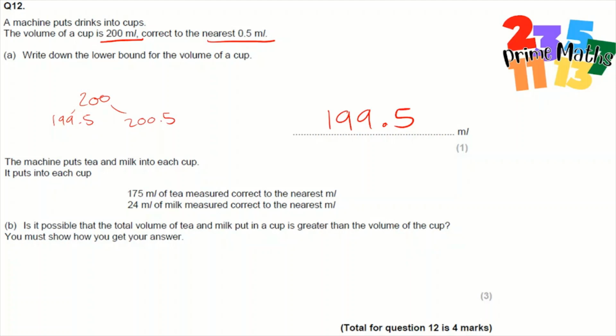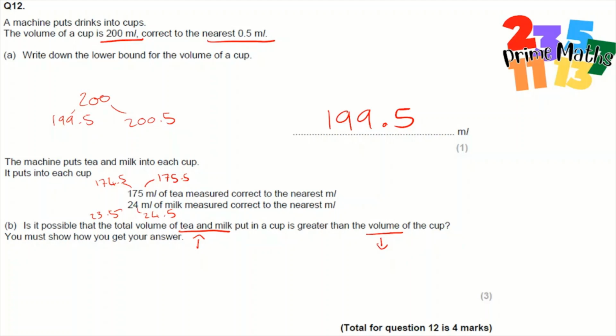It says the machine puts tea and milk into the cup. 175 millilitres, correct to the nearest millilitre. So this could be 175.5 down to 174.5, and the same with the milk, 23.5 up to 24.5. Is it possible that the total volume of tea and milk put in the cup is greater than the volume of the cup? For this, we need the biggest amount of tea and milk, and we want the smallest volume of the cup to work out the most extreme answer.